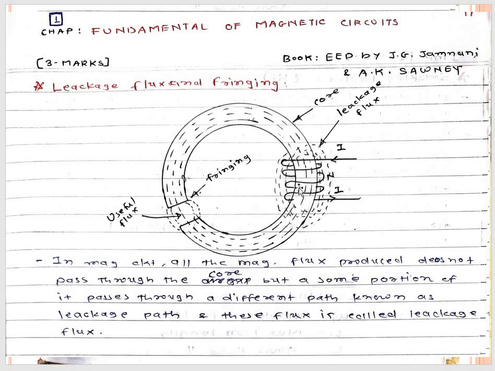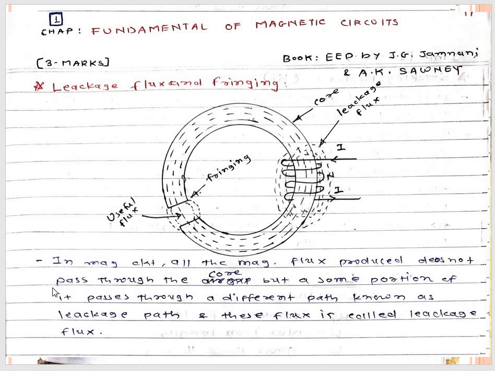So we can see that some portion of the flux is not passing through the core, and it is not linking with the core. This flux is called leakage flux. This is the useful flux, which is flowing through the magnetic core.